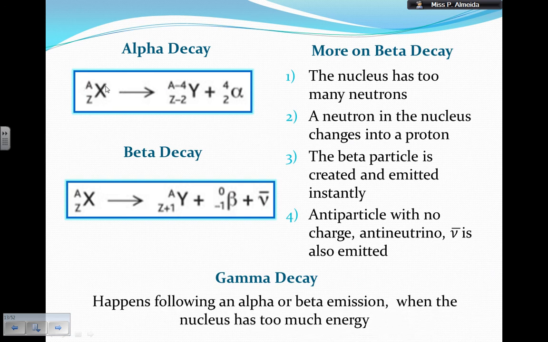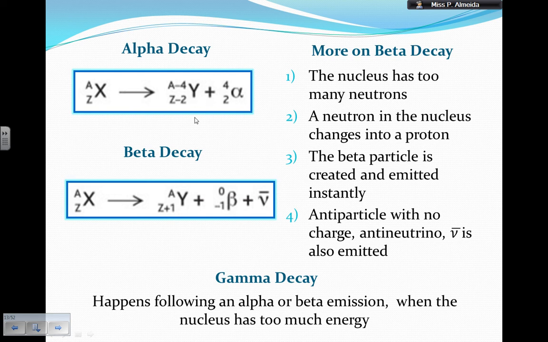So, my mother nucleus is here, the X, atomic number of Z, and mass number of A. And then when it decays, if it's going to give an alpha particle, then I need to have an alpha particle with a mass number of 4 and the atomic number of 2. Now, how do I figure out the numbers here for the daughter or the product nucleus?